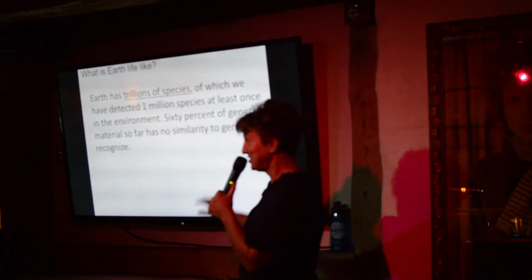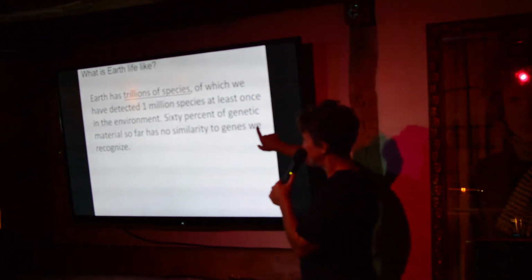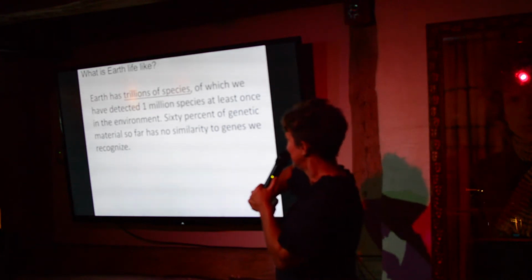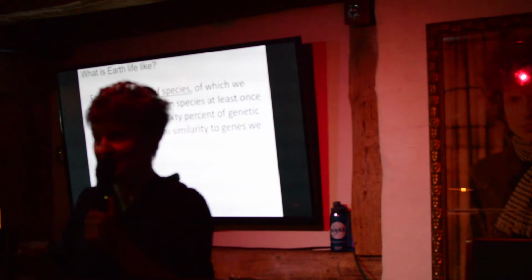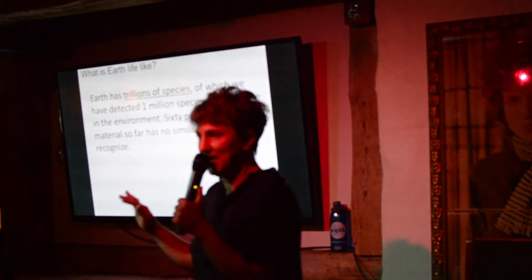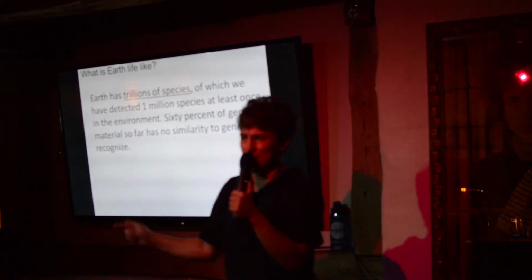Okay, so here's the summary so far. Earth has trillions of species, of which we've detected 1 million at least once. Here's another thing about this life: even the life that we've met, 60% of the genes in that life, we have no idea what it means.